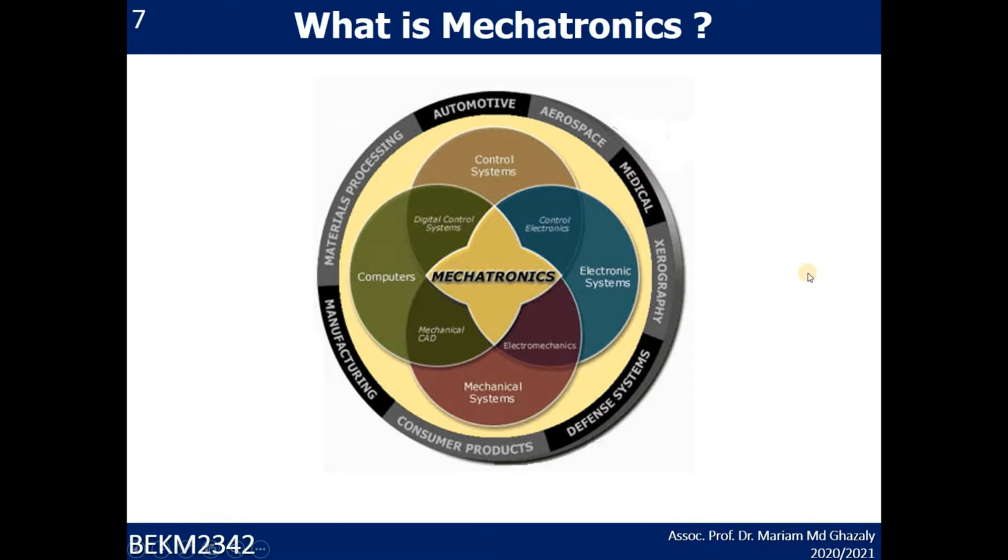So let's look at the subset of mechatronics. In the center is mechatronics, and it is actually the subset of four main components: control systems, computers, electronic system, and mechanical system. When you cross computers with control system, you have the digital control system. When you cross computers and mechanical system, you have mechanical CAD and mechanical systems. When you cross mechanical system with electronic system, you have electromechanics. And lastly, when you cross control system and electronic system, you have control electronics.